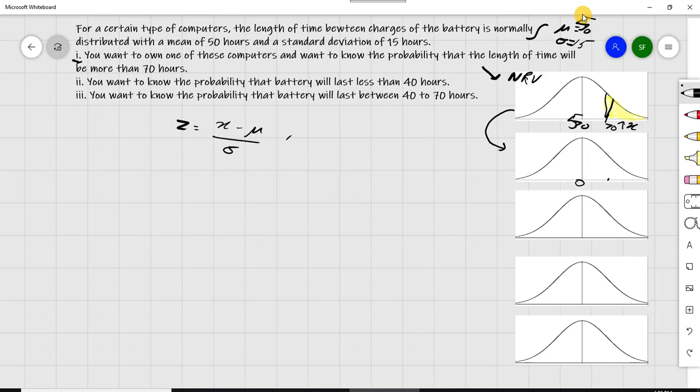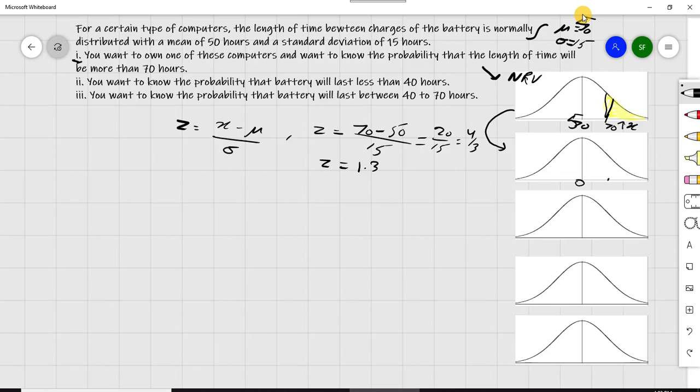So as per this equation, the value of Z comes out to be, since the value of x is 70 over here, 70 minus 50 divided by 15, which is 20 by 15, or simply 4 by 3. Or you can say this is almost 1.3, so we will stick to 1.3. So the value of z is 1.3.